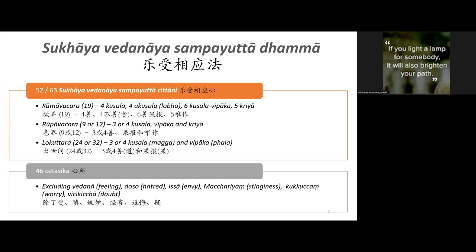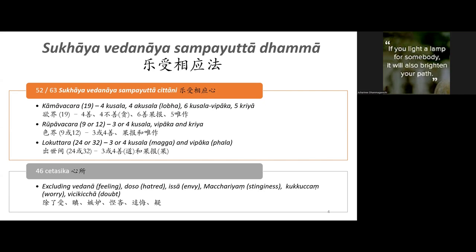Now, as you all know, chitta do not arise on their own. They arise together with cetasika, the mental factors. So together with this, we get 46 cetasika arising. And how do we get 46? From the total of 52, we deduct Vedanā, dosa, issa, maccariya, kukkucca, and vichikicca.